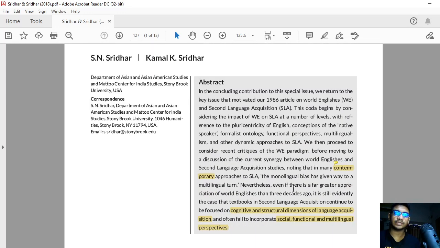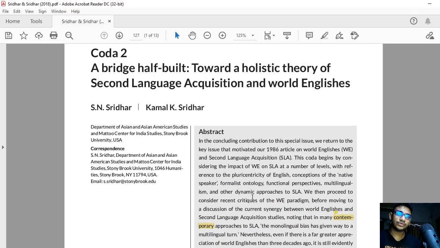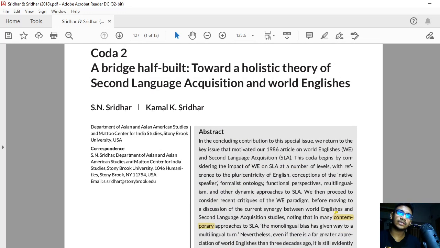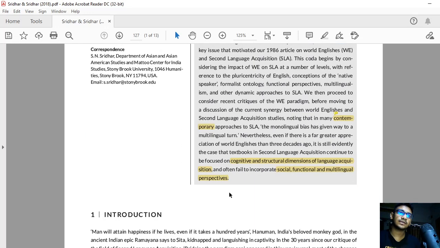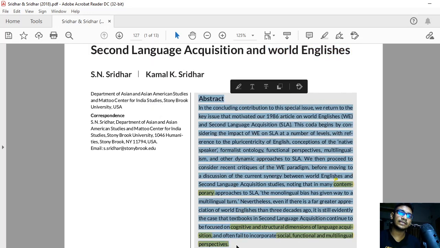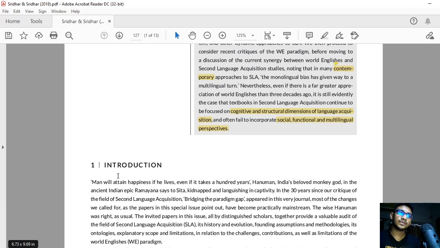This was their argument: that WE, world Englishes, has contributed much to the field of SLA, but SLA has still not completely changed its worldview. It has not completely changed its perspective to be the same or similar to the perspectives of the researchers of world Englishes. So this is the abstract. I'm sorry because I focused on each and every line, but it was needed because it was an abstract. So let's go on to the introduction.